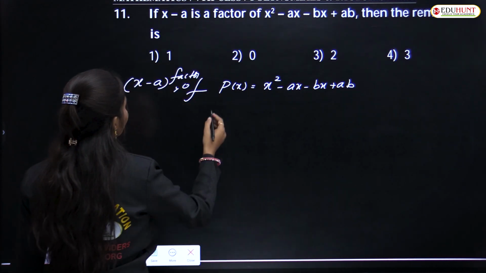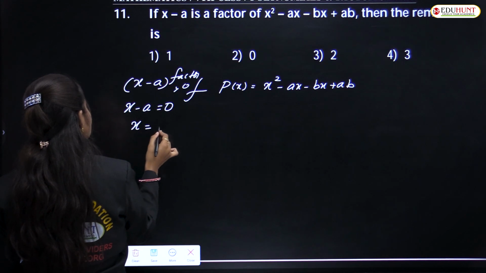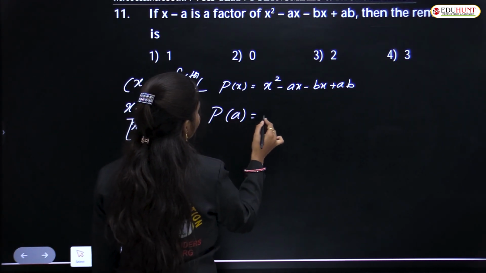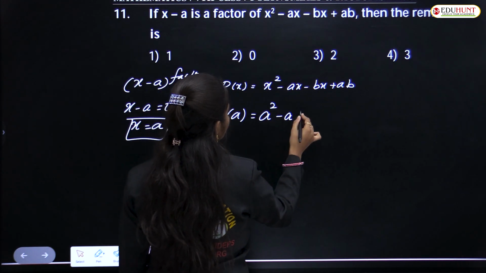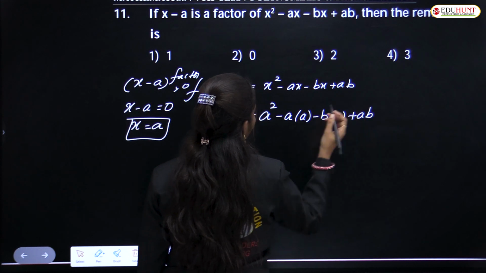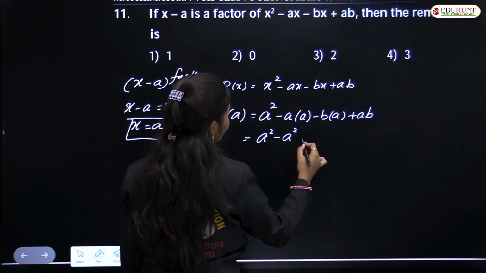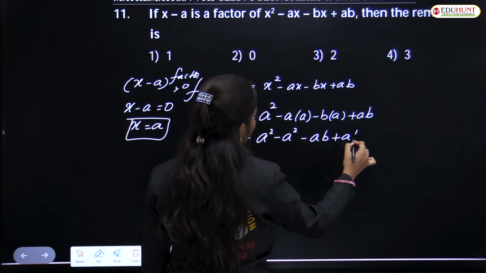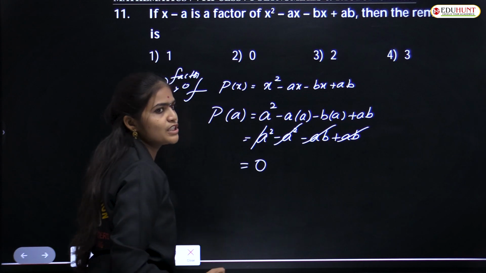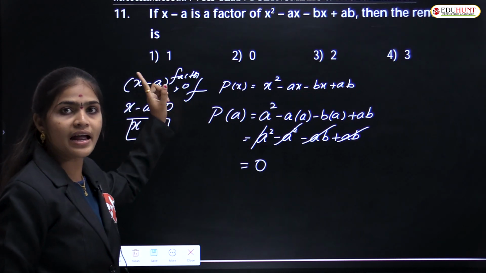Okay, now see here, P of x minus a. So x minus a is equal to 0, where x is equal to a. Now here we need to find the value of P of a: a square minus a into a minus b into a plus ab. So a square minus a into a is minus a square, minus ab plus ab. So ab gets cancelled, minus a square plus a square gets cancelled, which is equal to 0. Or else directly, I already told you, that is a factor.